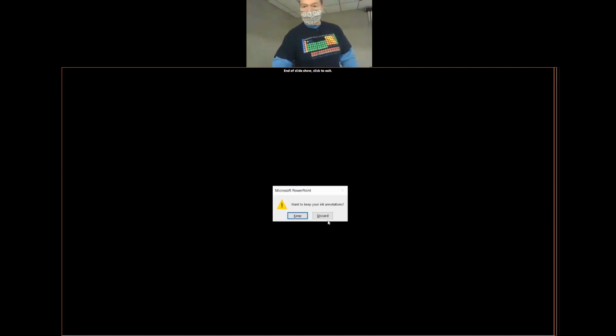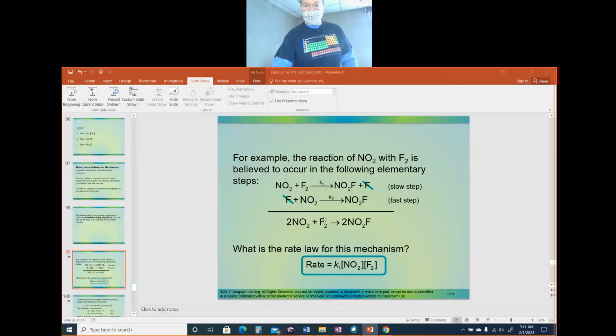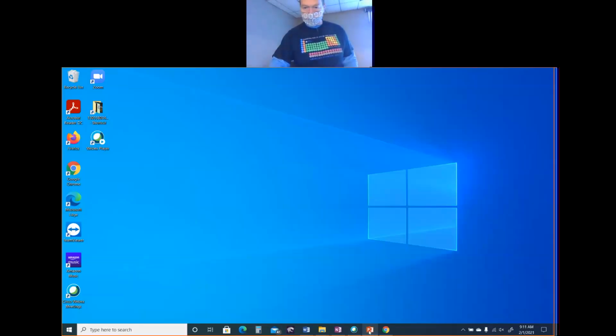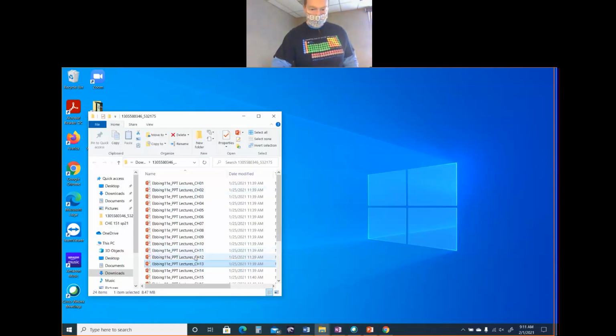All right, so that is the end of chapter 13. Chapter 14 is going to be extremely important. Chapter 14 is on equilibrium. The only thing we said about equilibrium was the rate of the forward is equal to the rate of the reverse. There's going to be chapters 14, 15, 16, 17, 18, 19 dealing with equilibrium.